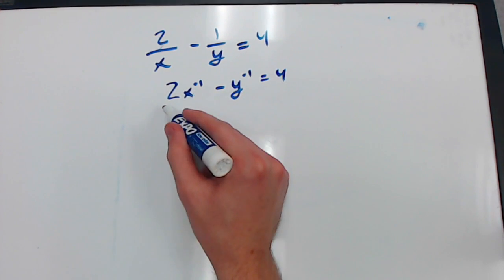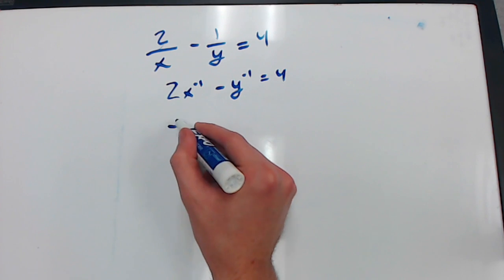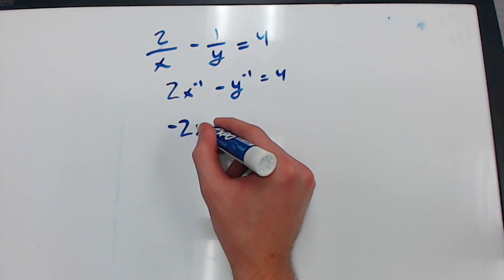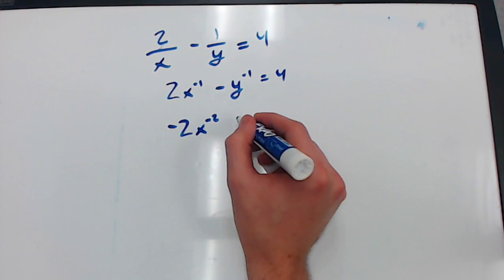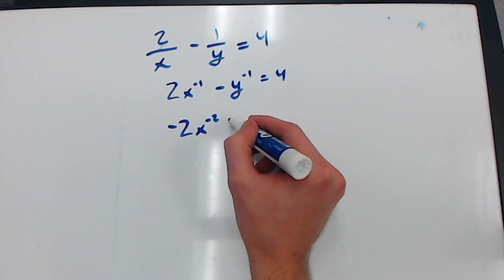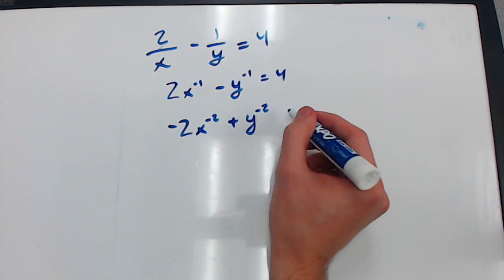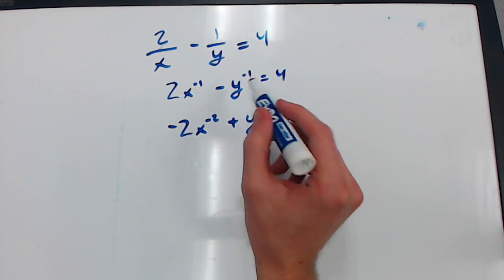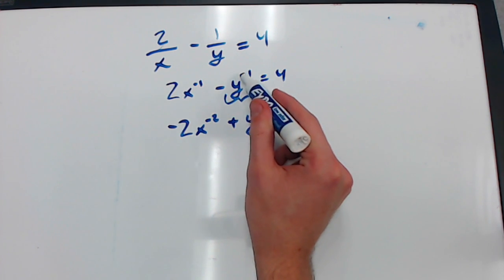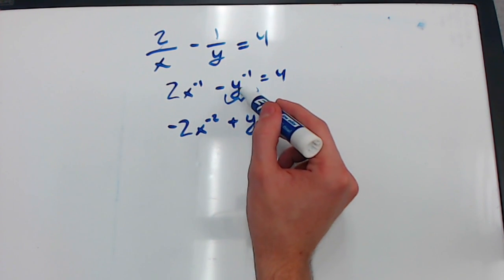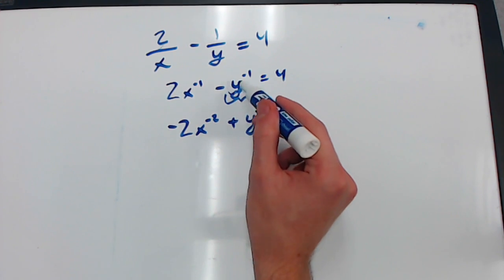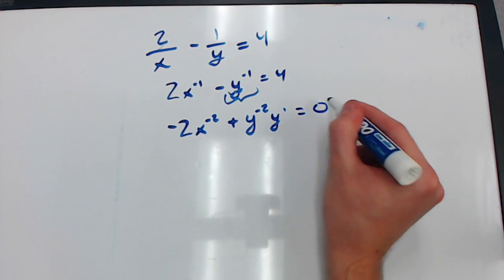So we'll end up with taking down this negative 1 using power rule. We'll get negative 2x to the negative 2. And then taking down our negative 1, plus y to the negative 2 times y prime. So again, it's our outside, so doing our power rule, keeping our y, and then multiplying by the derivative of the inside. This is all equal to 0.